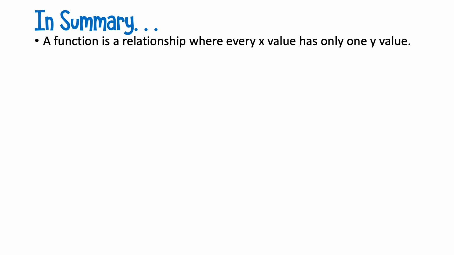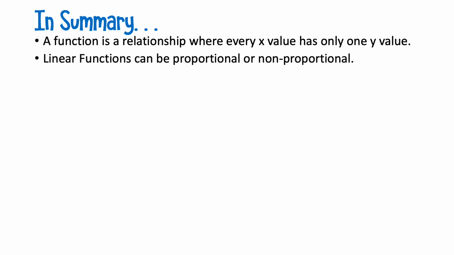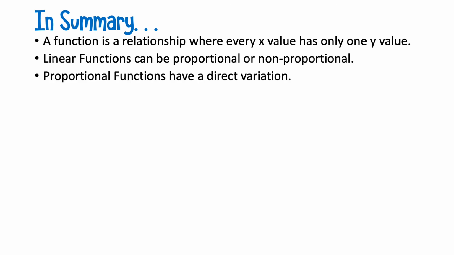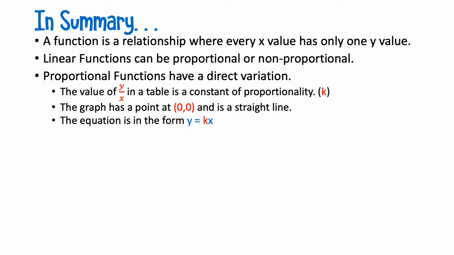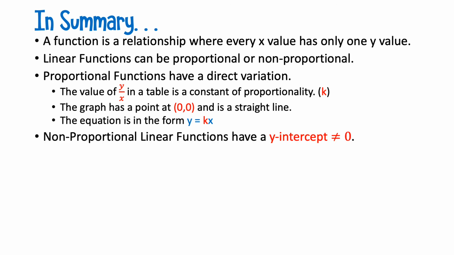In summary, a function is a relationship where every x value has only one y value. Linear functions can be proportional or non-proportional. Proportional functions have a direct variation where the value of y over x in a table is a constant of proportionality. The graph has a point at the origin, (0, 0), and it's a straight line. The equation is in the form y equals kx. Non-proportional linear functions have a y-intercept that does not equal 0.